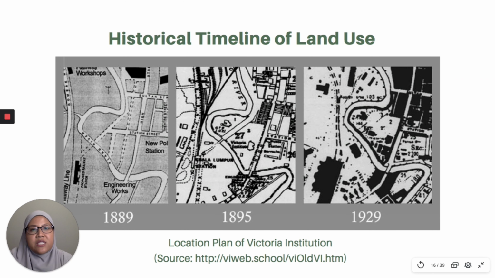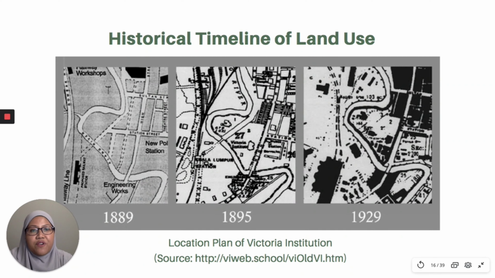We can also study the historical timeline of land use to analyze how a place have changed over time. So this map shows the location plan of Victoria Institution from 1889 until 1929. So when we do a historical mapping of the land use, we can see not only how the site of study have changed, but how the context around it have changed also.